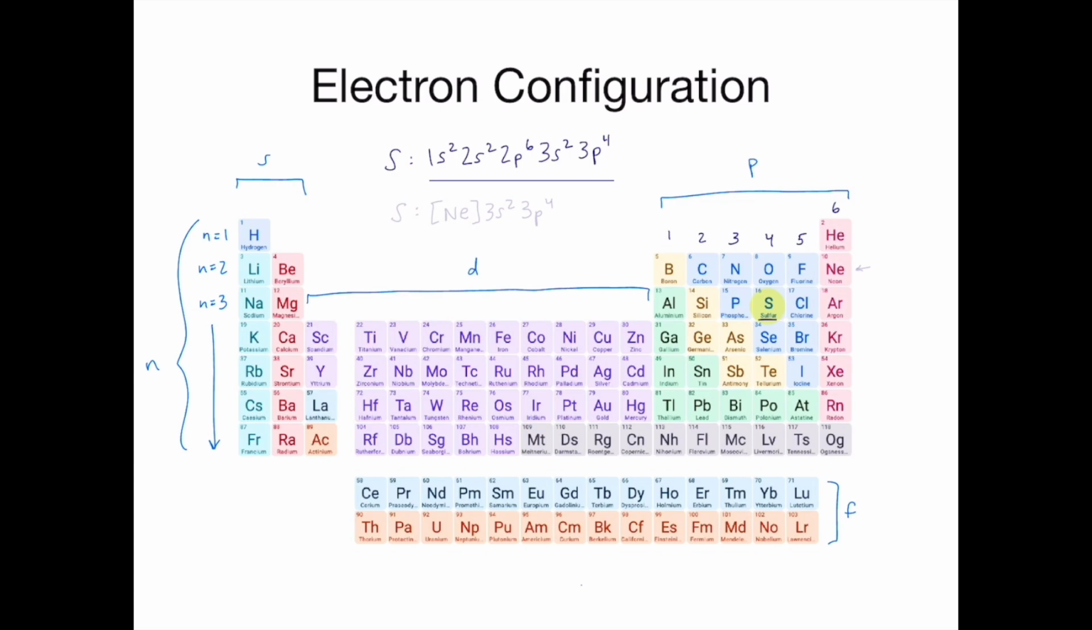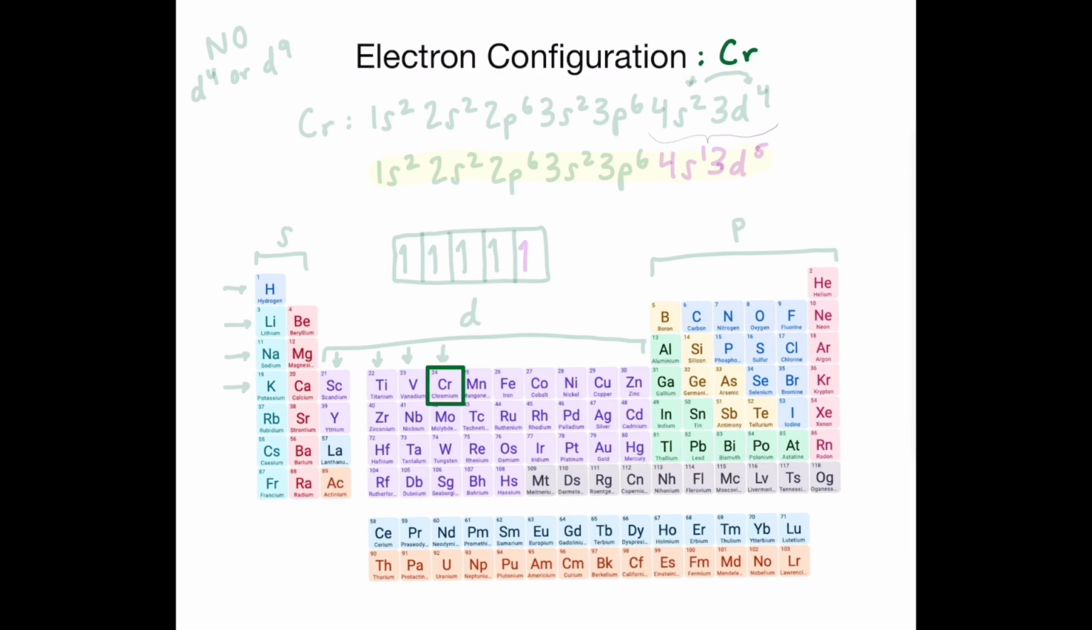Now, what if we wanted to do a noble gas configuration? We go back to our most recent noble gas, which is neon. And so we can put neon in brackets. And then we only need to include the following energy level. So here we have [Ne] 3s2, 3p4.